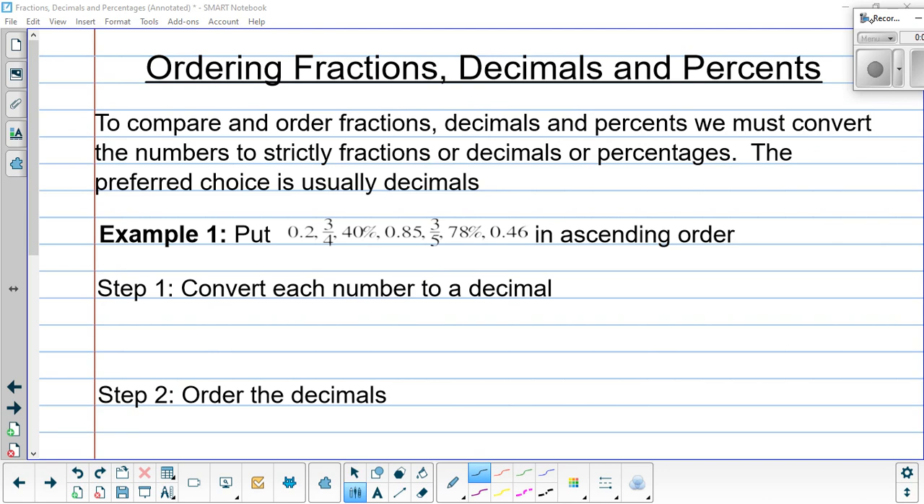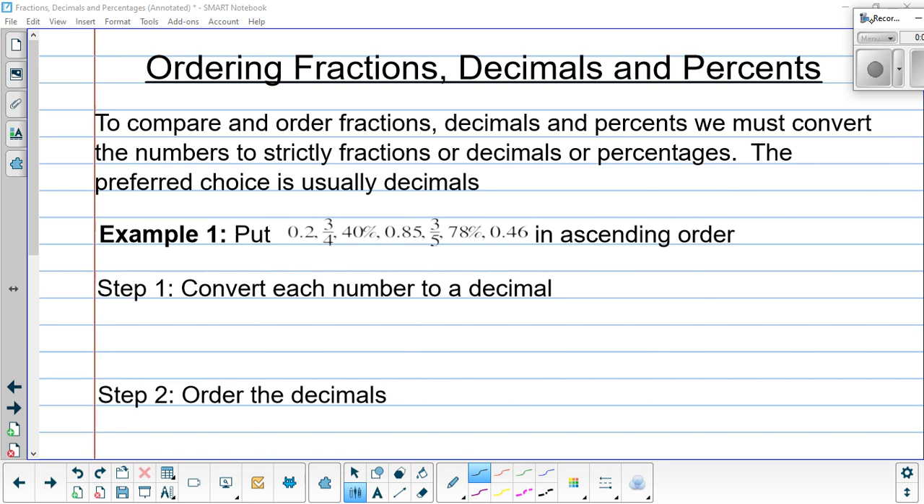So, to compare or order our FDP, we have to either convert it to all fractions, all decimals, or all percentages. So that means getting all of our numbers as decimals, all as percents, or all as fractions. From doing these conversions, you may have noticed that decimals are kind of preferred to work in because fractions to decimals is quite straightforward, and percent to decimals is very straightforward. So, that's why we typically work in decimals, but if you love fractions, go right ahead.